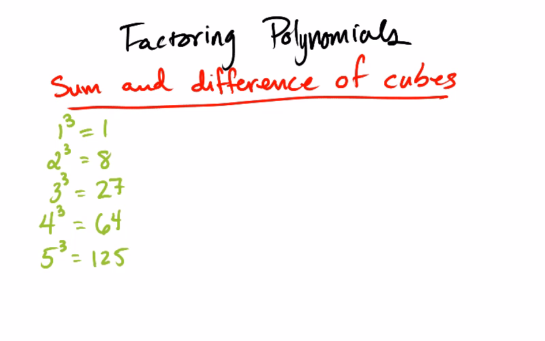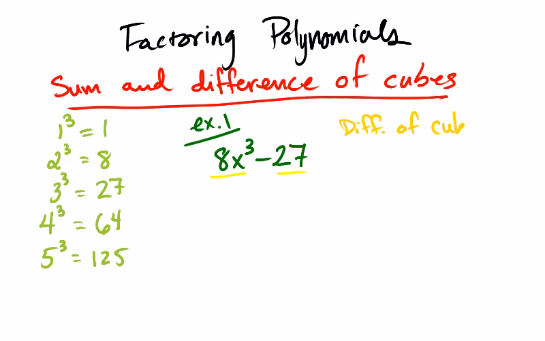And so in a problem, say in this example, we'll take 8x cubed minus 27, and we will factor that. And so it is a difference of cubes situation because you have a perfect cube right here minus a perfect cube. So we call that a difference of cubes. And it can be factored by using this formula: a minus b times a squared plus ab plus b squared.